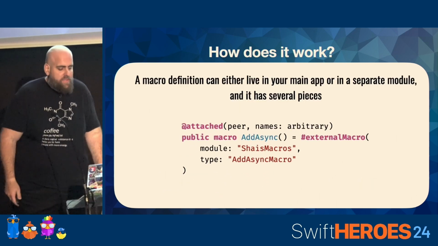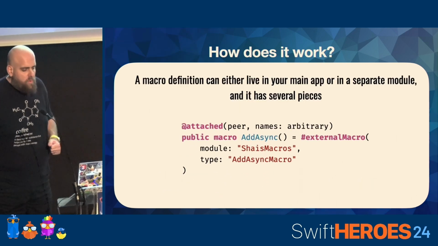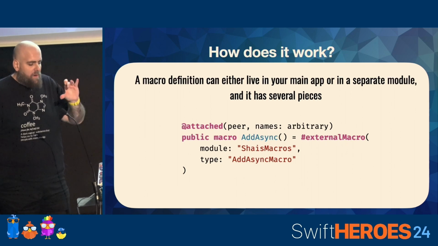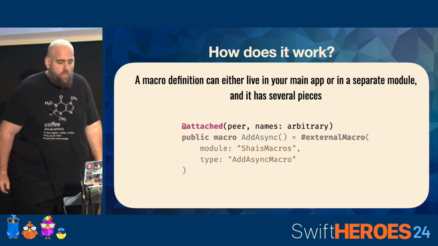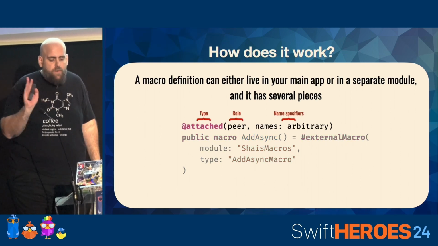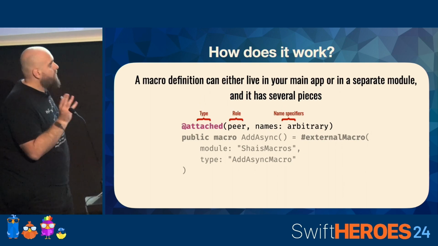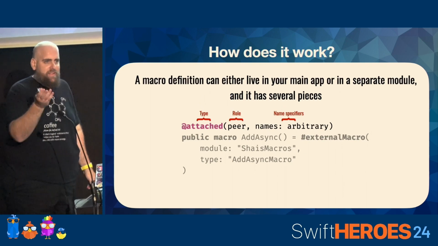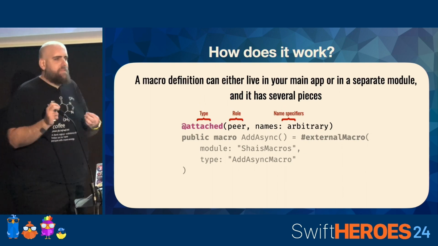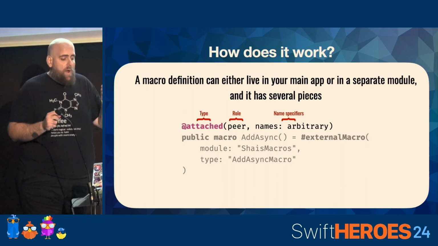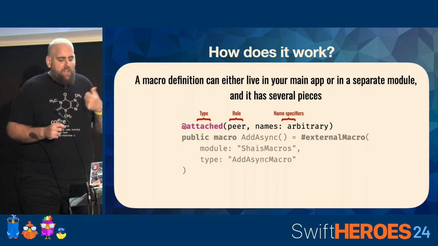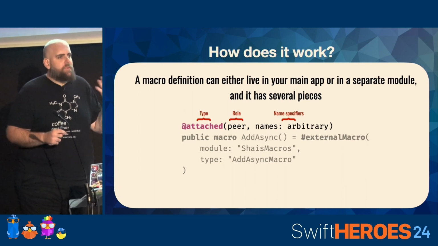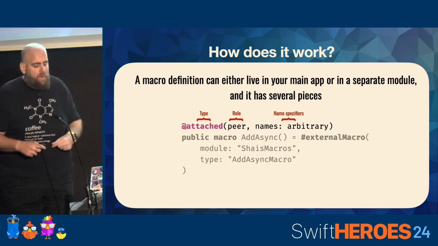Let's focus on this declaration. As you can see, there are a few pieces here. First is the type and role. We will dive into that in a dedicated section, but you can think of a type as where can I use this macro, and you can think of a role as what kind of code can it generate. We'll see more about that later.